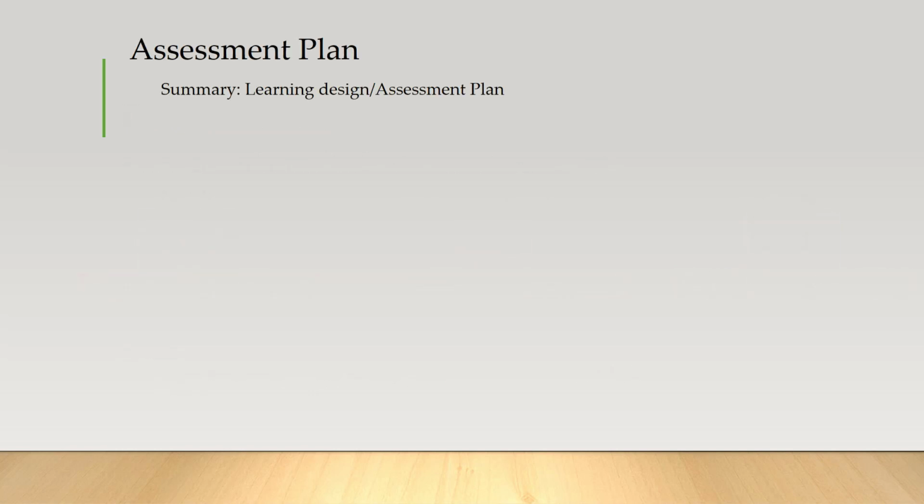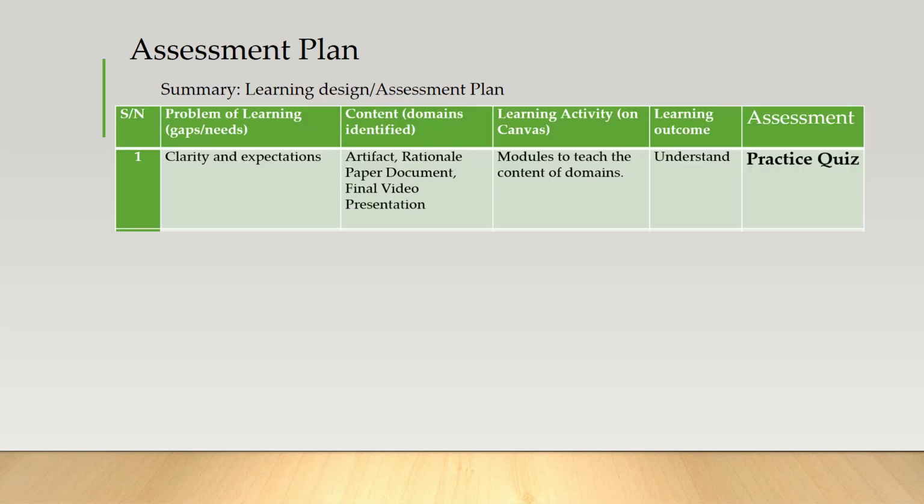The assessment plan was done based on how I categorized the problem of learning. I grouped the learning needs into two. Firstly, I designed the content to teach learners about the components of the artifact, rationale paper document, and the final video presentation. The learning outcome was for students to understand the various components, therefore giving more clarity of the Capstone expectation. Students can assess themselves by measuring their understanding of the clarity of expectation of the Capstone by answering practice quiz questions.